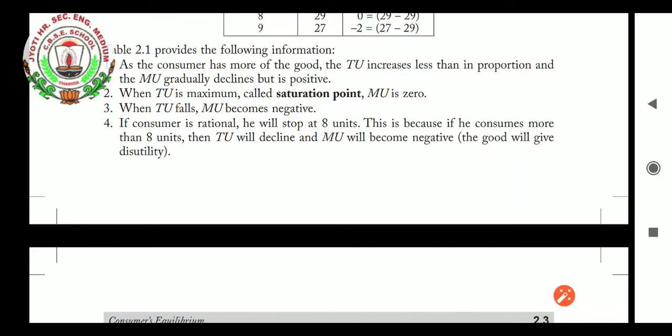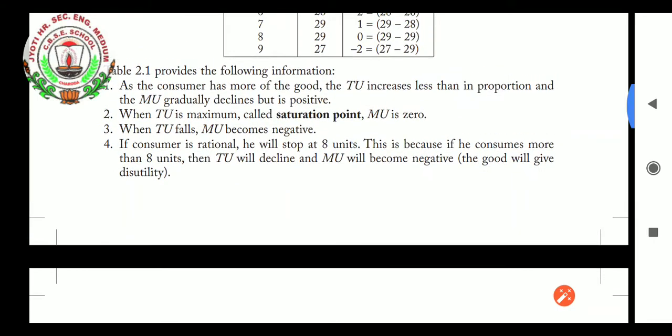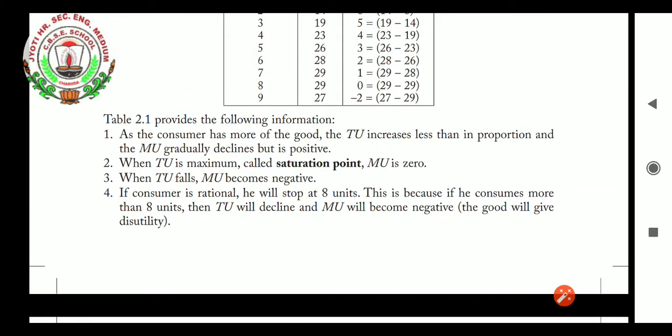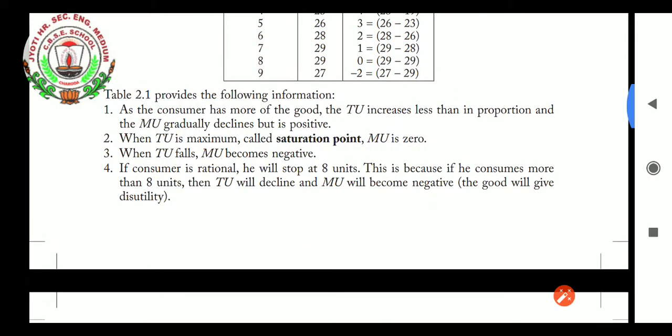If the consumer is rational, he will stop at the 8th point. Here it is shown that at the 7th point also TU is 29, and at the 8th point it is also 29, but at the point where MU came to 0, TU is the maximum, and from the next level MU starts becoming negative and TU starts declining. This is the relation between TU and MU.